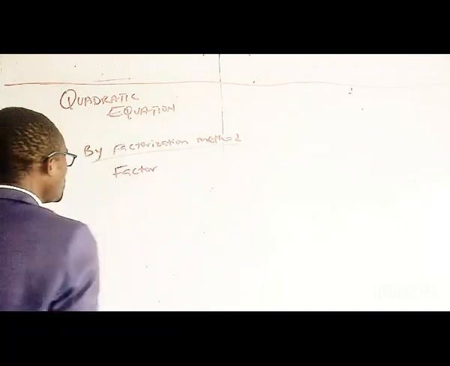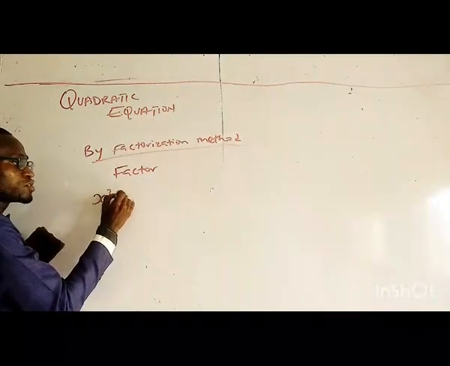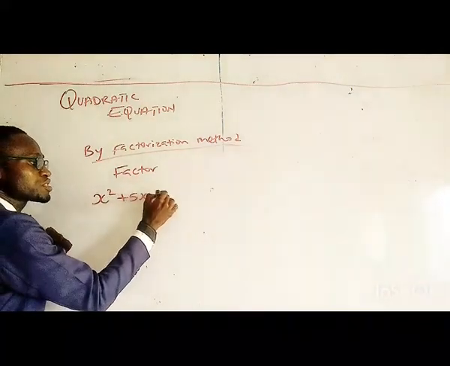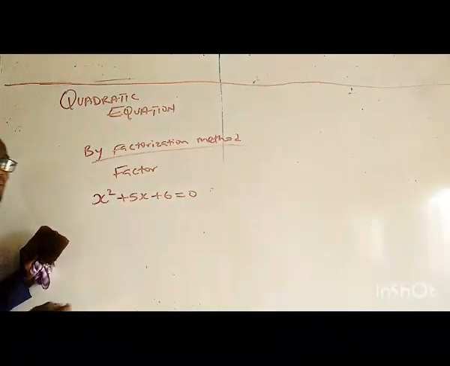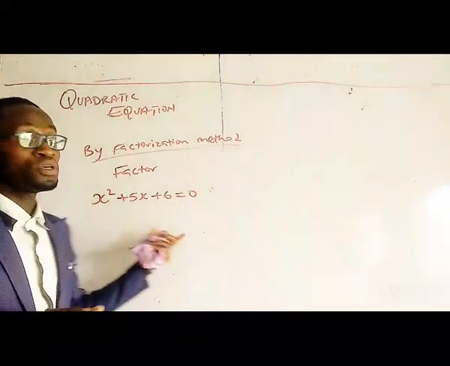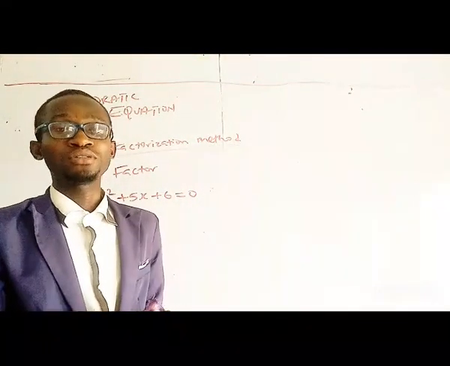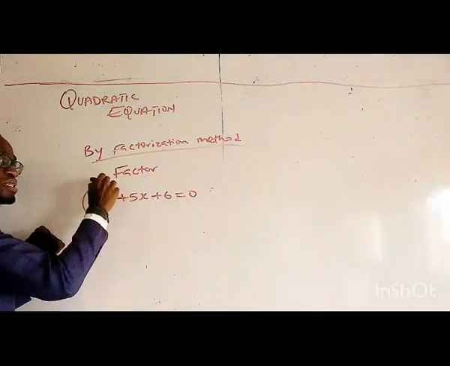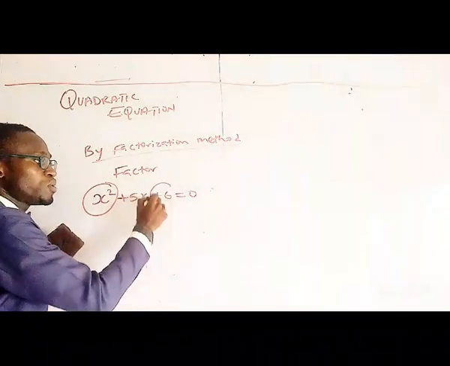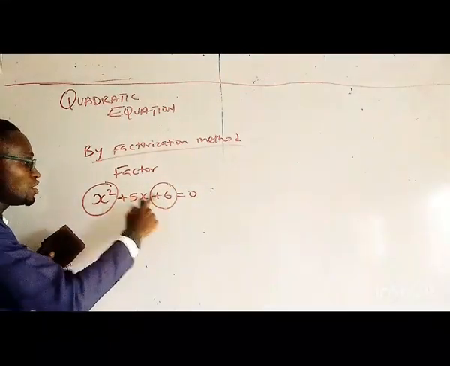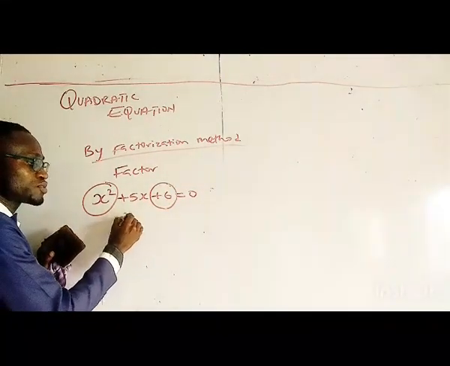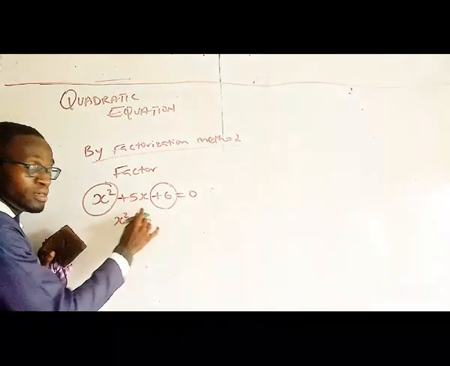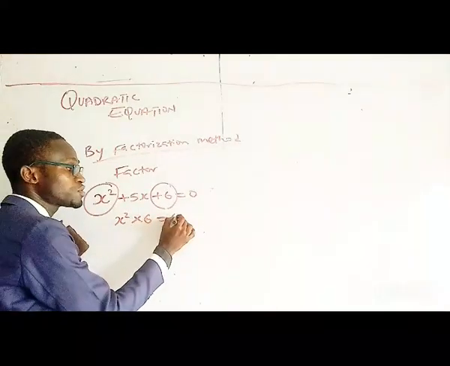Let's work an example. We have, for example, x squared plus 5x plus 6 equals 0, and we are asked to solve this question by factorization method. So the first thing we are going to do is multiply the quadratic element with the constant element. So by associating, we are going to have x squared times 6.